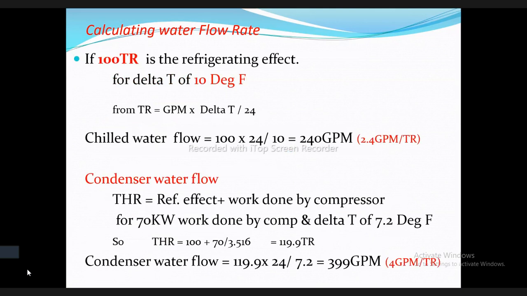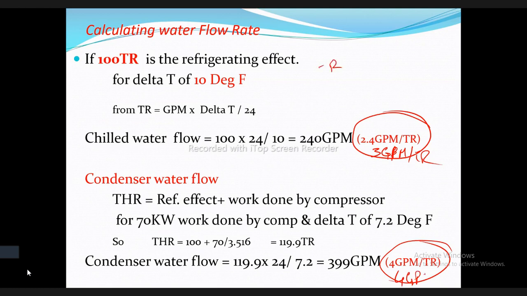So can I go to the next page? Now you remember two formulas. One is this formula, 2.4, and the other is this. For chilled water it is 2.4 GPM per ton, and for condenser water it is 3 GPM per ton. So you can say somewhere around 3 GPM per ton rough, and 4 GPM per ton. Why? Because once we know the tonnage, we need to calculate the flow. Once we know the flow, only then we can calculate the diameter. So can I move further? Yes, sir.